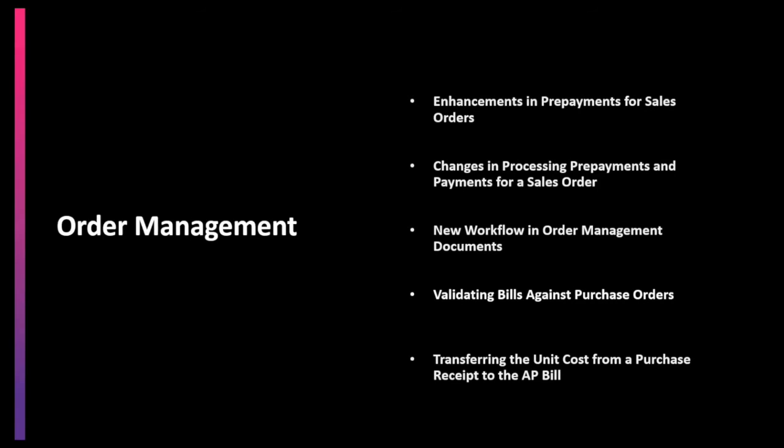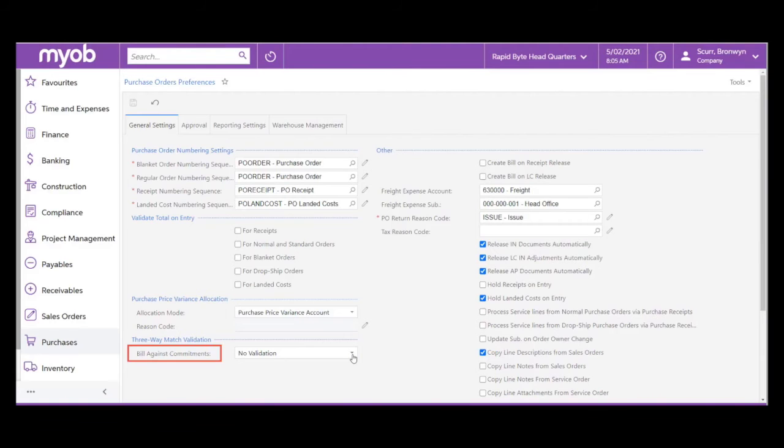Next, we will look at validating bills against purchase orders. On the Purchase Orders Preferences screen, there is a new field for Bill Against Commitments. When Validate with Warning is selected, on saving an AP bill, the system will validate the bill against the purchase order and display a warning if the quantity or the unit cost is higher.